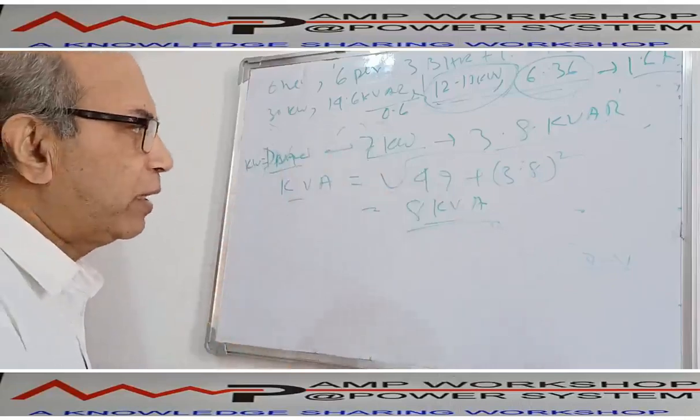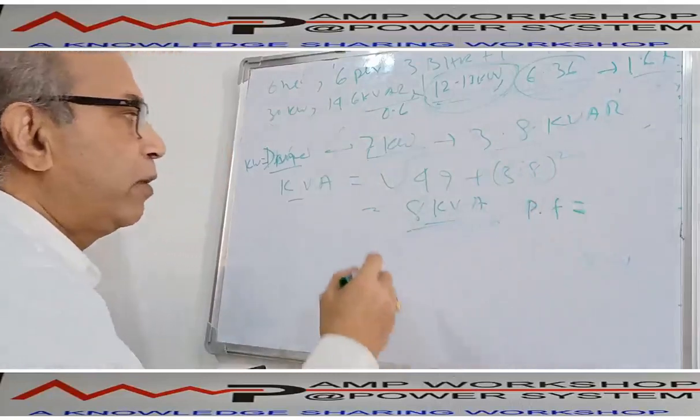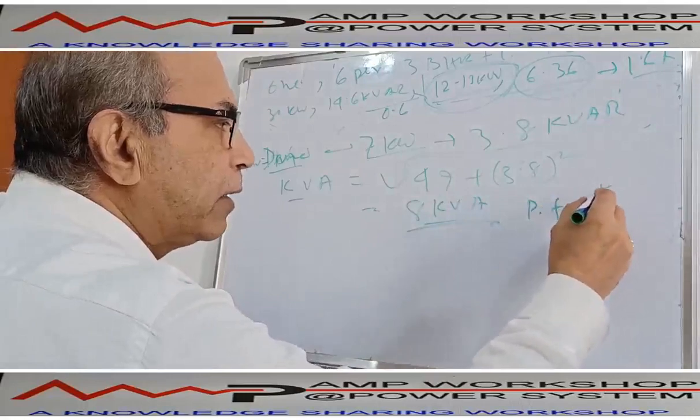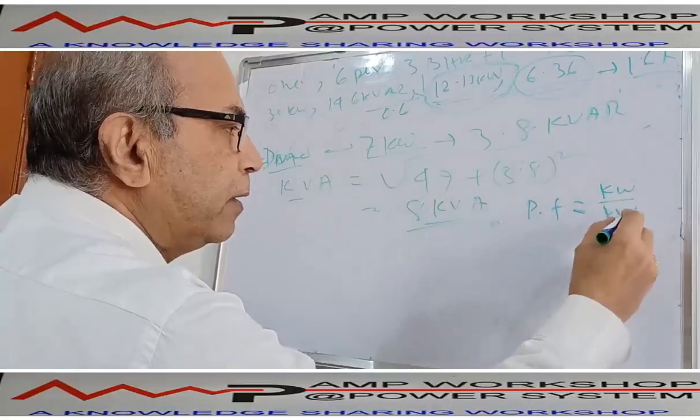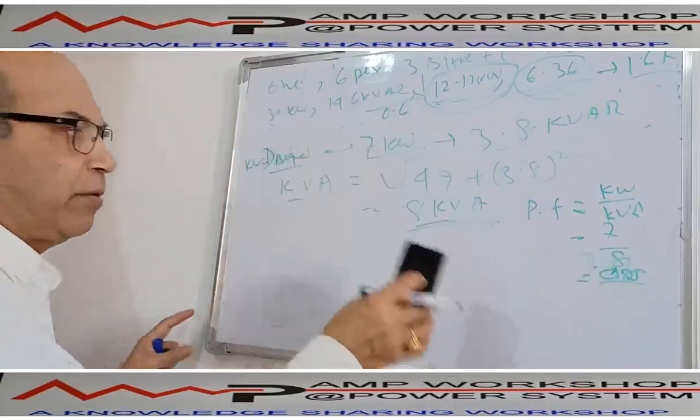And what is the load demand power factor of the one apartment? Power factor equals kilowatt by kVA, right? So kilowatt equals 7, kVA equals 8. So that is what we are getting over here.